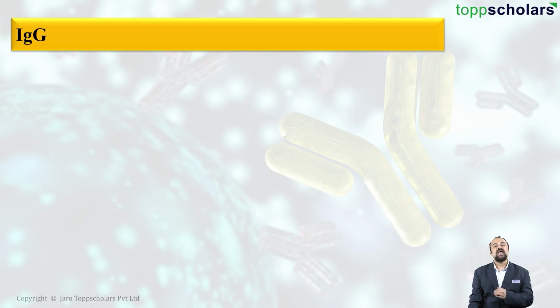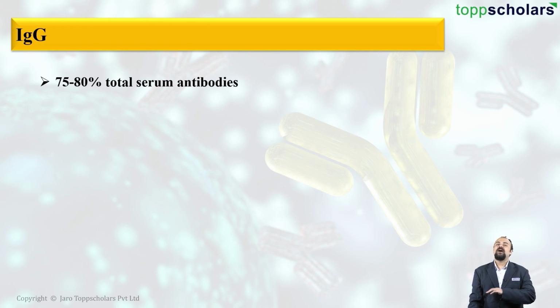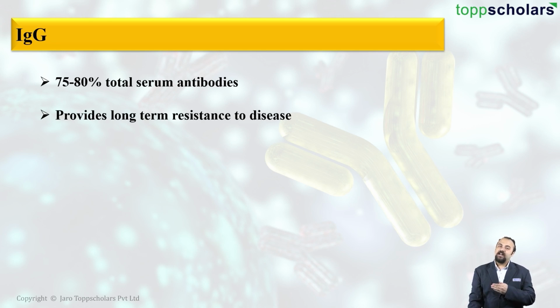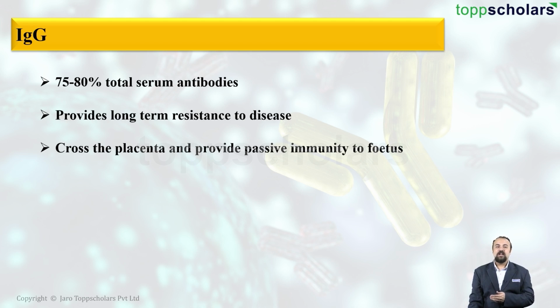Next, we have IgG, that is immunoglobulin G. Students, this makes up the largest chunk of the antibodies, that is 75 to 80% of the total serum antibody. It provides long-term resistance to diseases. It crosses the placenta and provides passive immunity to the fetus.